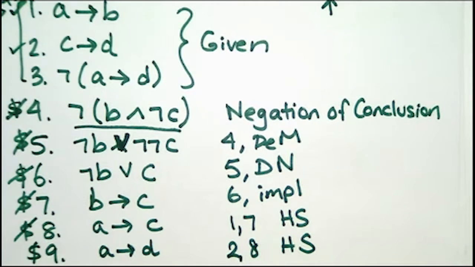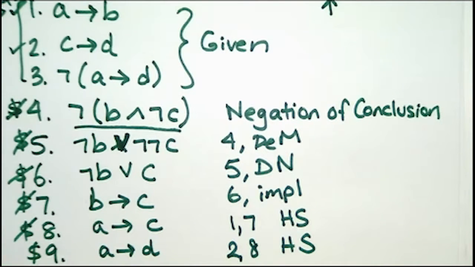Does anybody think we're almost done? Raise your hand if you think we're almost done. Good. And most of you see that we're almost done. So what is the line that shows us that we're done? So 3 and 9 are what?